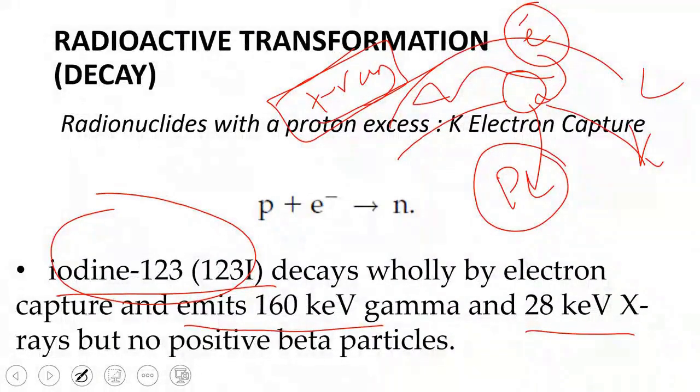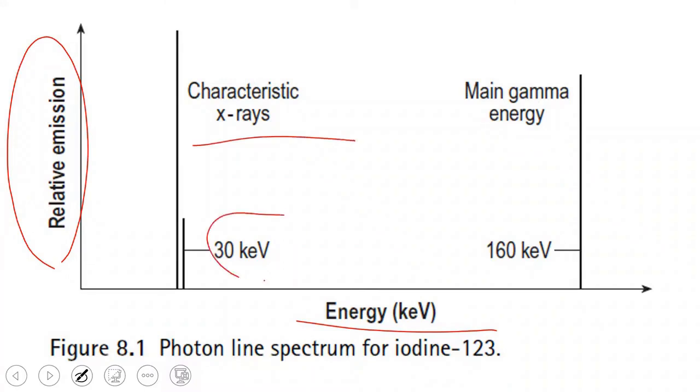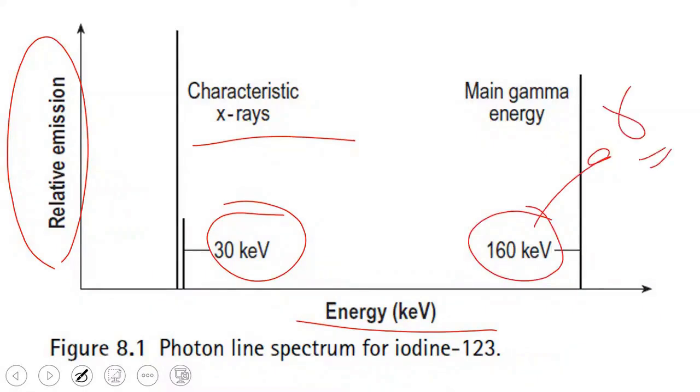So if you have a machine that can detect the energies of the photons emitted and observe the energy spectrum of the photons coming from iodine-123, you will find two things. If you plot the energy on the x-axis and the emission or intensity on the y-axis, you will see the characteristic x-ray at 30 keV and the 160 keV corresponding to the gamma emitted from the nucleus. This is because it is related to the electron capture process.